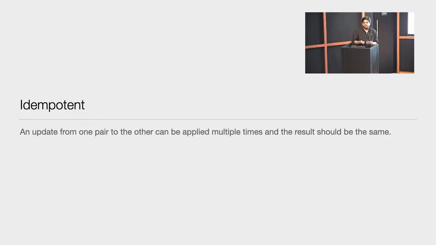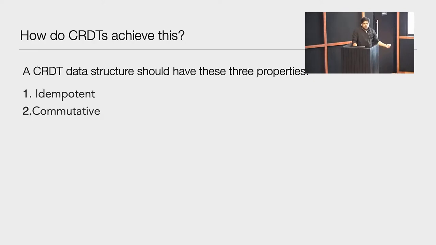If I'm sending you the same packet again and again, the same instruction again and again, your data structure should be able to know that's the same instruction. It can even apply it if it wants, or it can choose not to apply it, but it has to maintain this property. Second is being commutative.